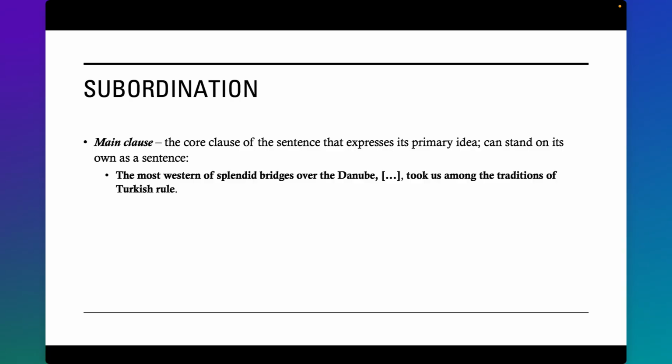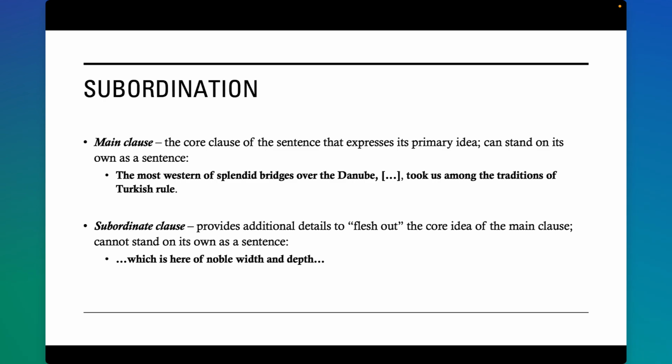Let's return to the example of a multi-clausal sentence we just used. We will extract a portion of it. The most western of splendid bridges over the Danube took us among the traditions of Turkish rule. The subject of this clause is "the most western of splendid bridges over the Danube," and the predicate is "took us among the traditions of Turkish rule." This stretch of language expresses the core idea of the sentence. It has a verb in the past tense, took, and it can stand on its own as a sentence. Therefore, we can conclude that that is the main clause.